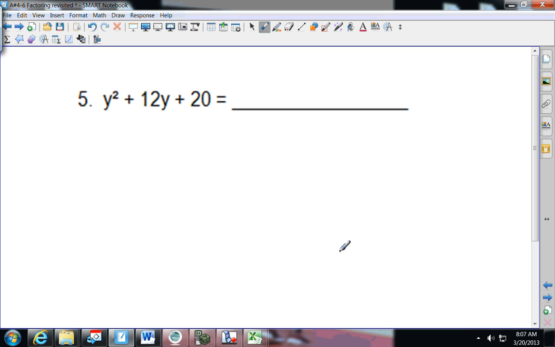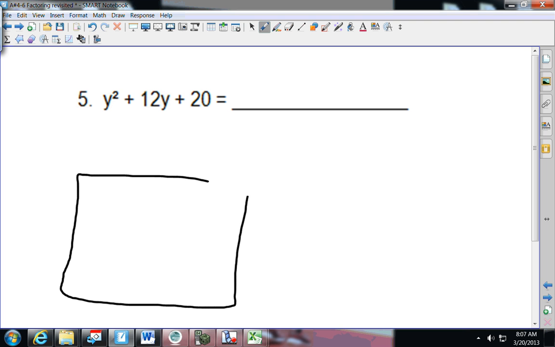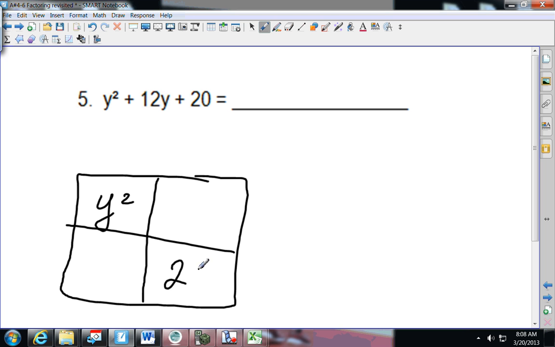Number 5. Okay, I'm going to go through and draw my box. I know in my upper left-hand corner, I'm going to put y squared. The upper left-hand corner is the first term, y squared. The bottom right is the 20. Something y, something y. There's a 1 in front of this, 1 times 20. That's how I come up with this number.